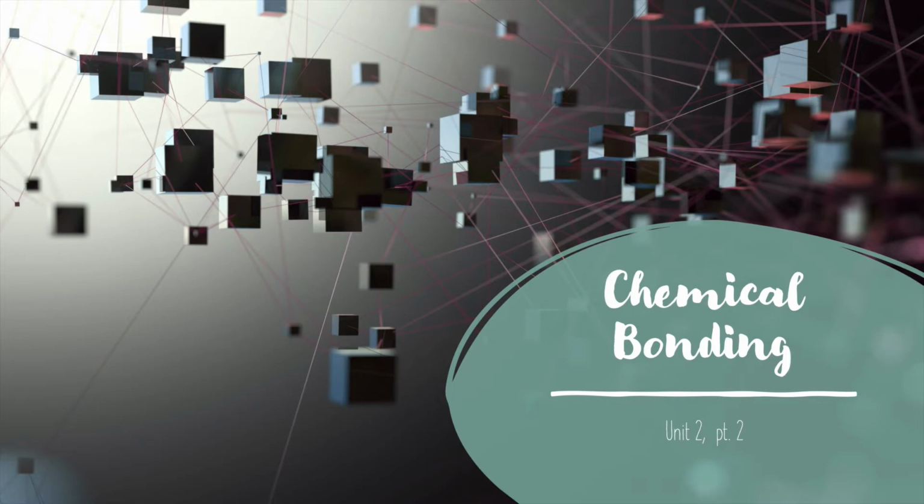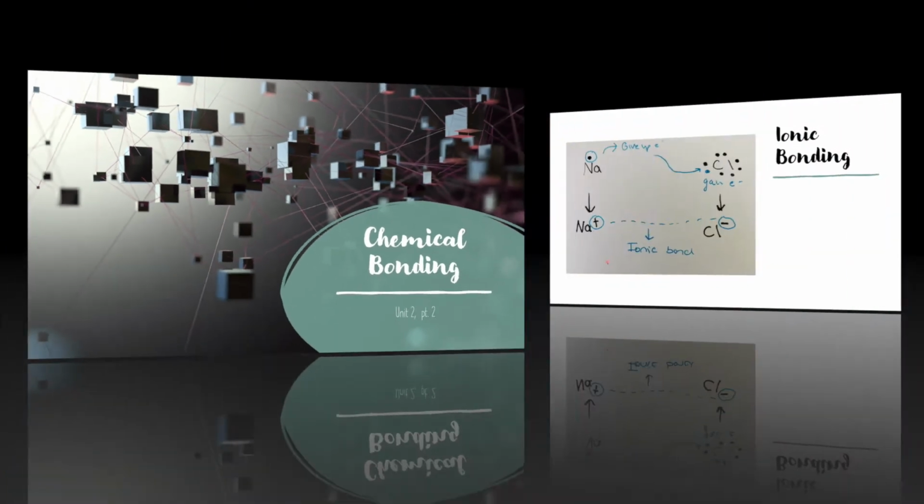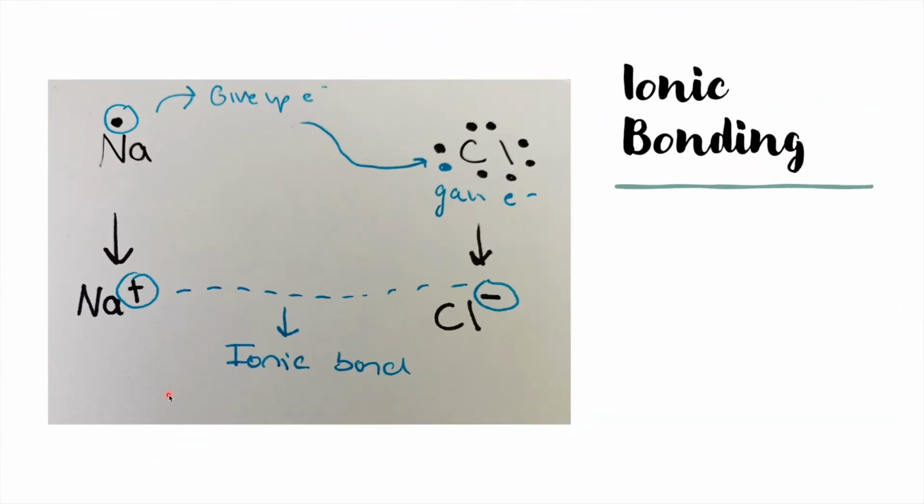Today we're discussing chemical bonding. An ionic bond is a bond between a metal and a nonmetal. Recall that electrons are negatively charged. The metal gives up an electron to become a cation, or an atom with a positive charge. The nonmetal gains an electron to become an anion, an atom with a negative charge.